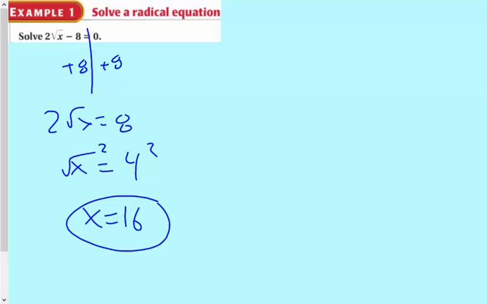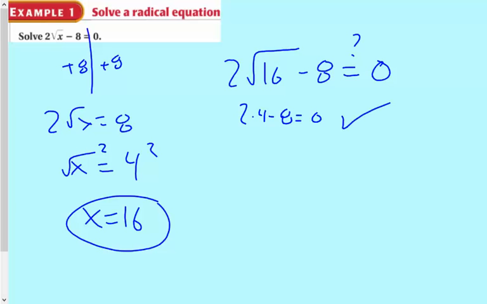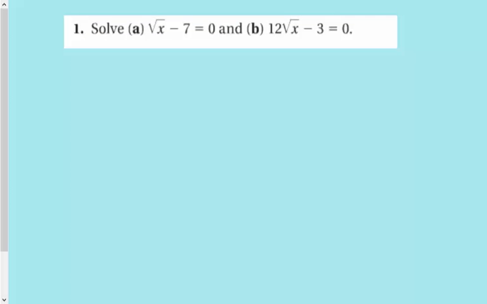And you can double check your answer. 2 root 16 minus 8, does that equal 0? So 2 times 4 minus 8 equals 0, that works. 8 minus 8 is 0. So you can always check your answers, which is very important here.